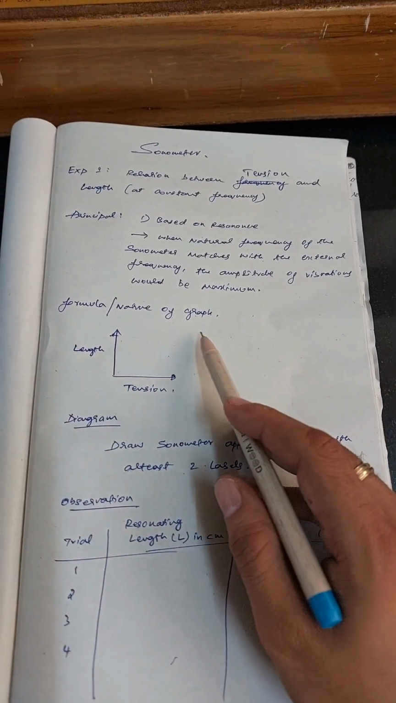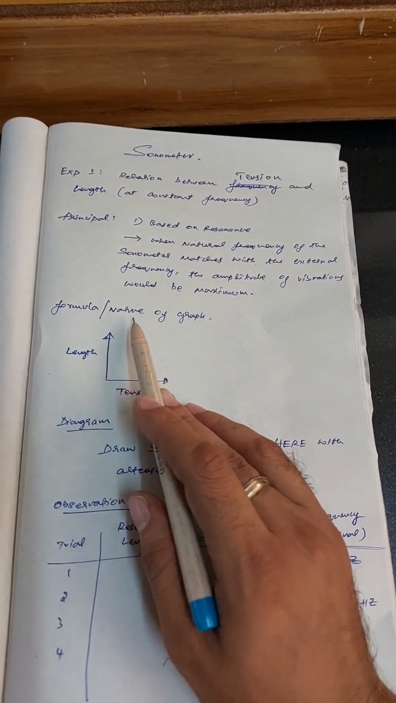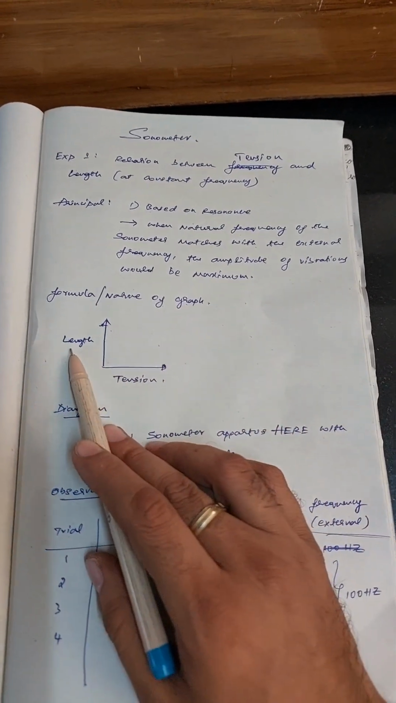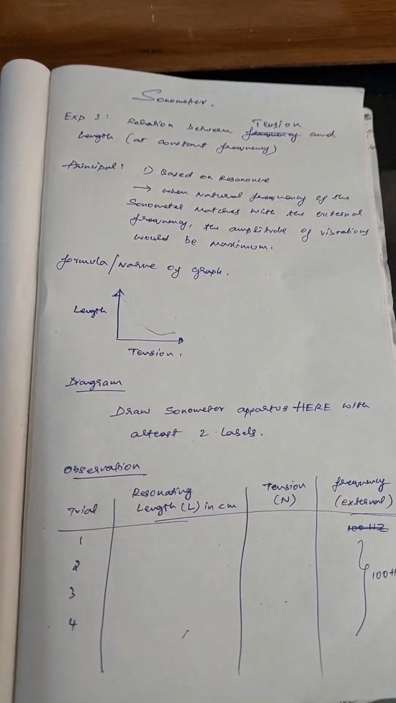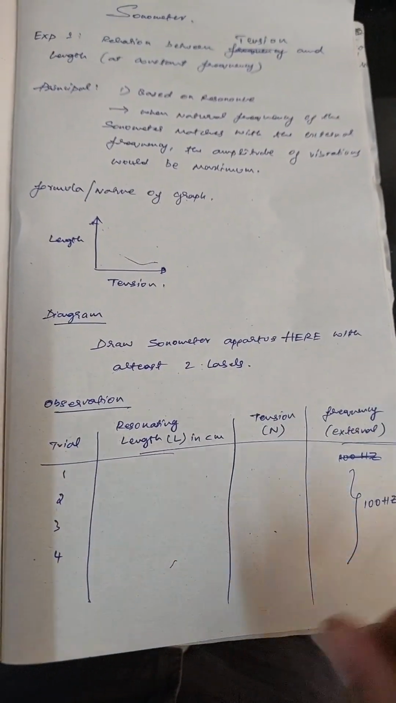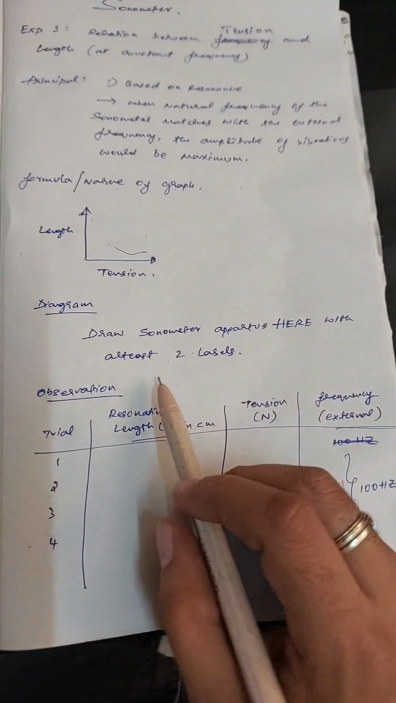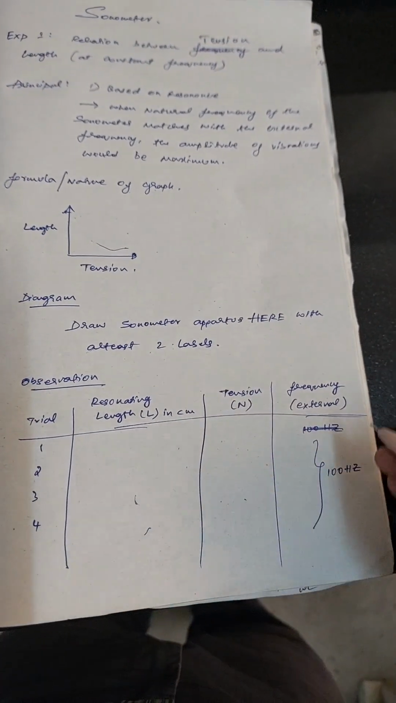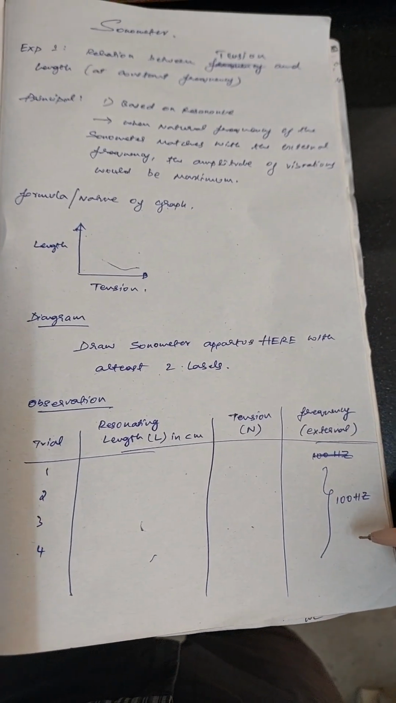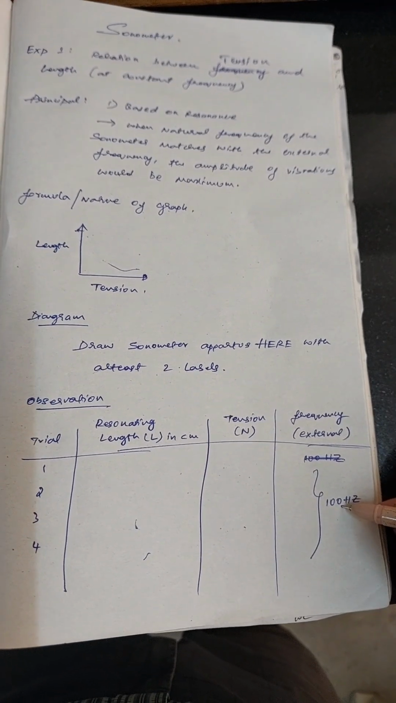So nature of graph, or formula, instead of formula we have nature of graph here. So basically you have to plot the nature of graph between length and tension after you record the observations. Here you have to draw the diagram also, and this is the observation pattern. Here the frequency, as you can see, is constant, at 100 Hertz. We are not changing that.